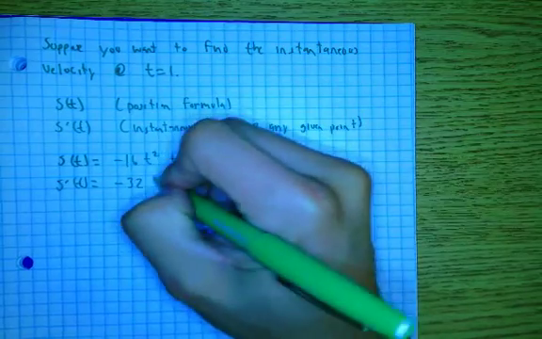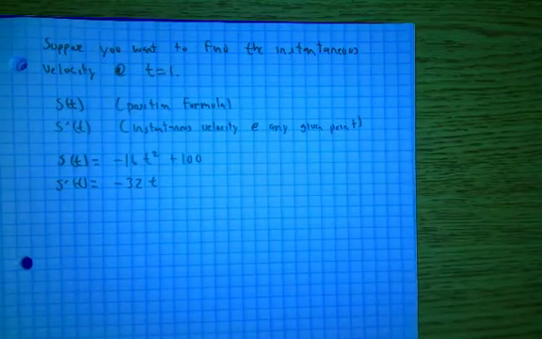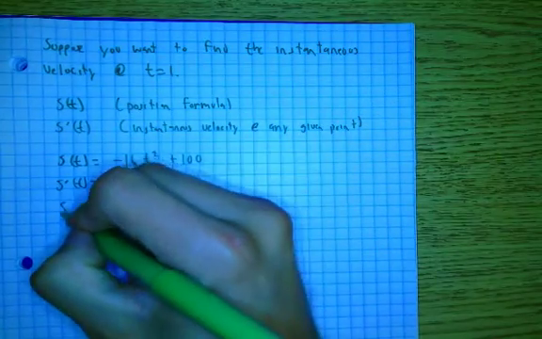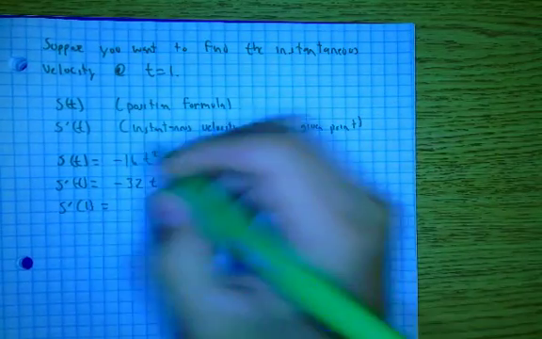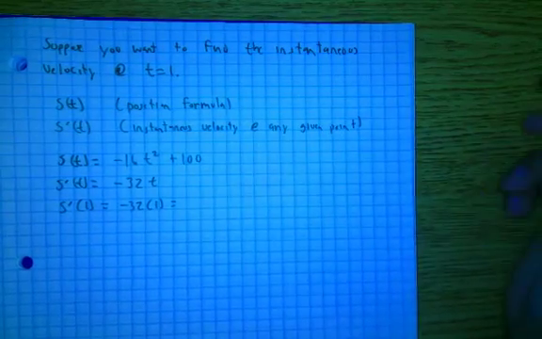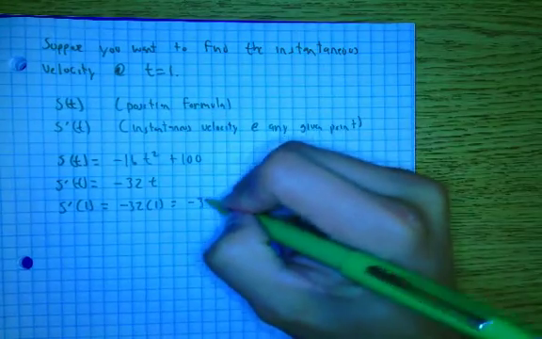So what is the instantaneous velocity at t equals 1? What are you going to do? Plug in 1. So negative 32 times 1. So that means that the instantaneous velocity at t equals 1 is negative 32 what? Feet per second.